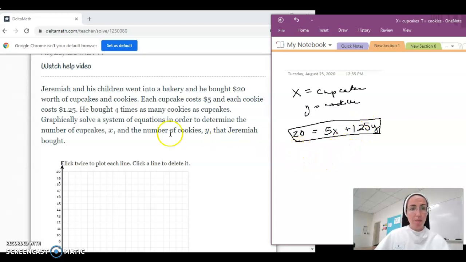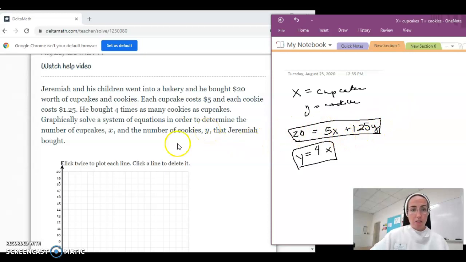So we also know that he bought 4 times as many cookies as cupcakes. So whatever he bought of cupcakes, x, multiply that by 4, and that tells you how many cookies he bought. Y equals 4 times x. That's our second equation. Okay, now we have 2 lines and we're going to graph them.